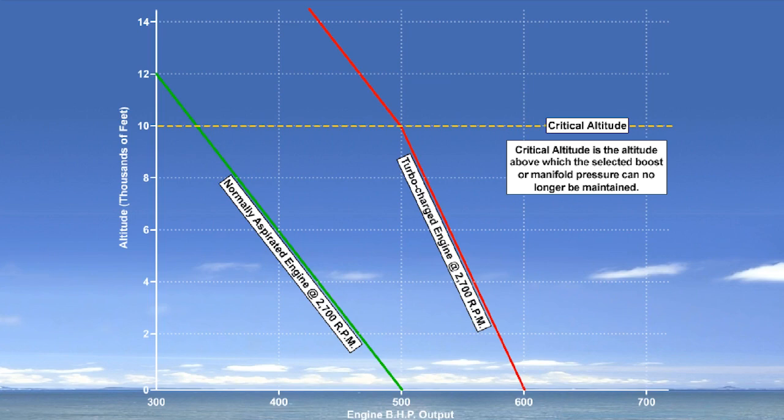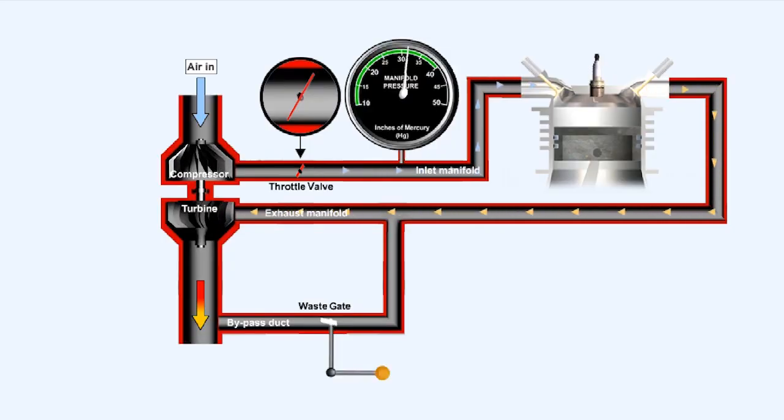Once the wastegate is fully closed, which happens at the critical altitude for that engine and turbocharger, if the aircraft continues to climb, the manifold pressure can no longer be maintained above that altitude. The wastegate may be controlled manually by the pilot, but most turbocharger systems have an automatic control fitted to prevent overboosting of the engine.